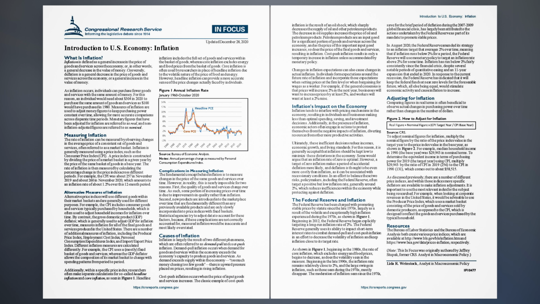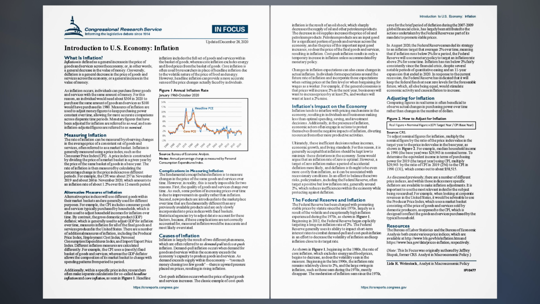Adjusting for inflation. Comparing figures in real terms is often beneficial to observe actual changes in purchasing power over time rather than changes in the number of dollars. Figure 2. How to adjust for inflation. To adjust nominal figures for inflation, multiply the nominal figure by the ratio of the price index value in the target year to the price index value in the base year, as shown in Figure 2.